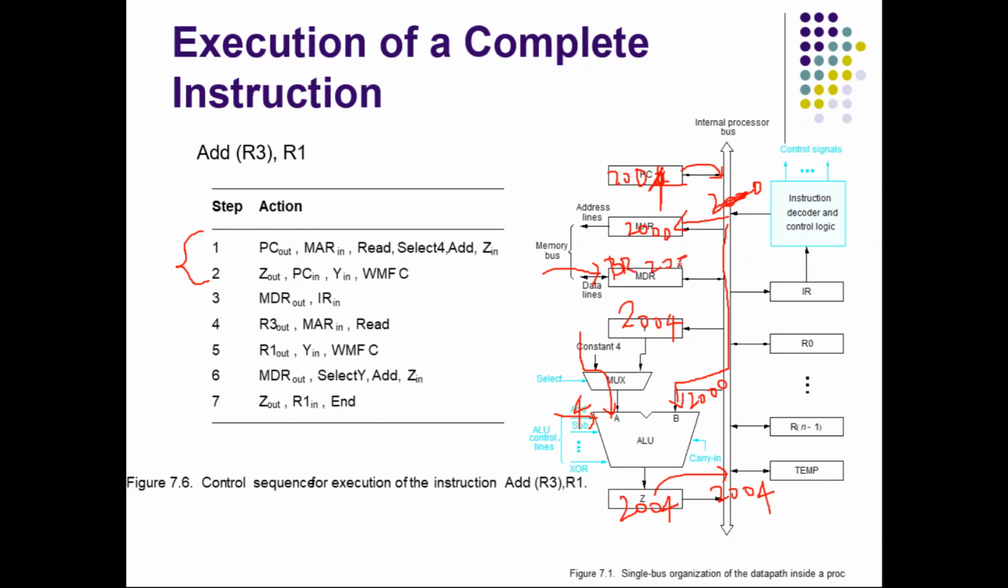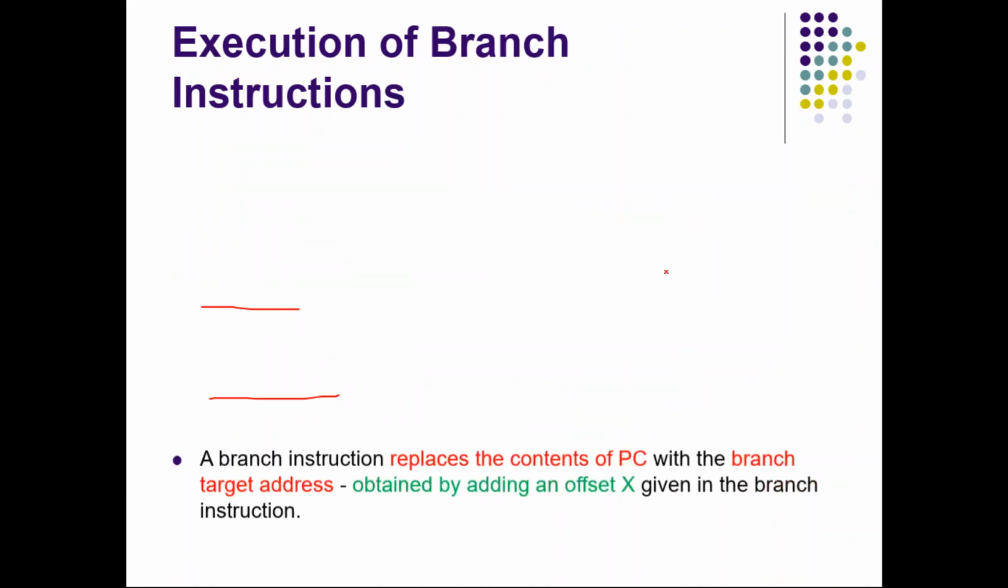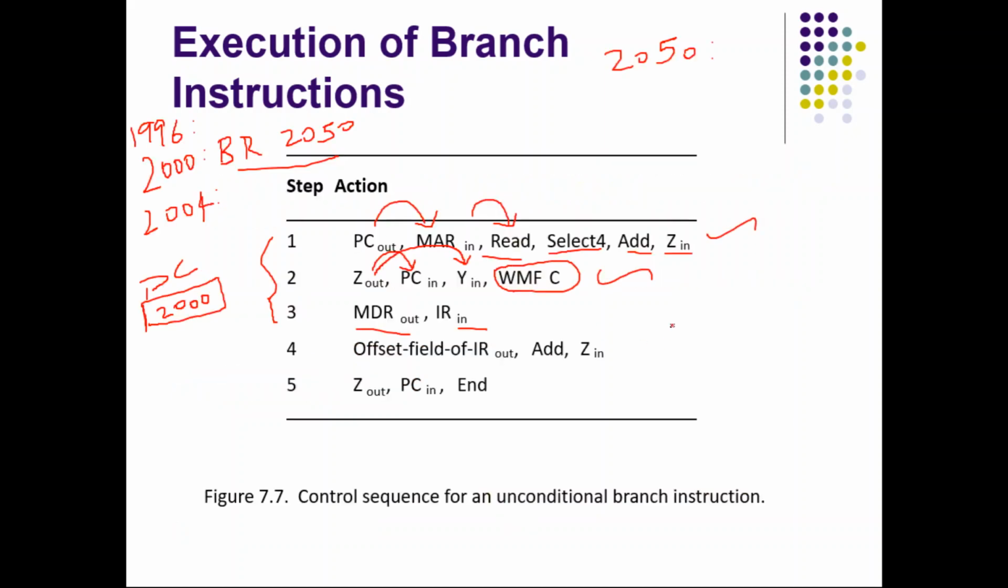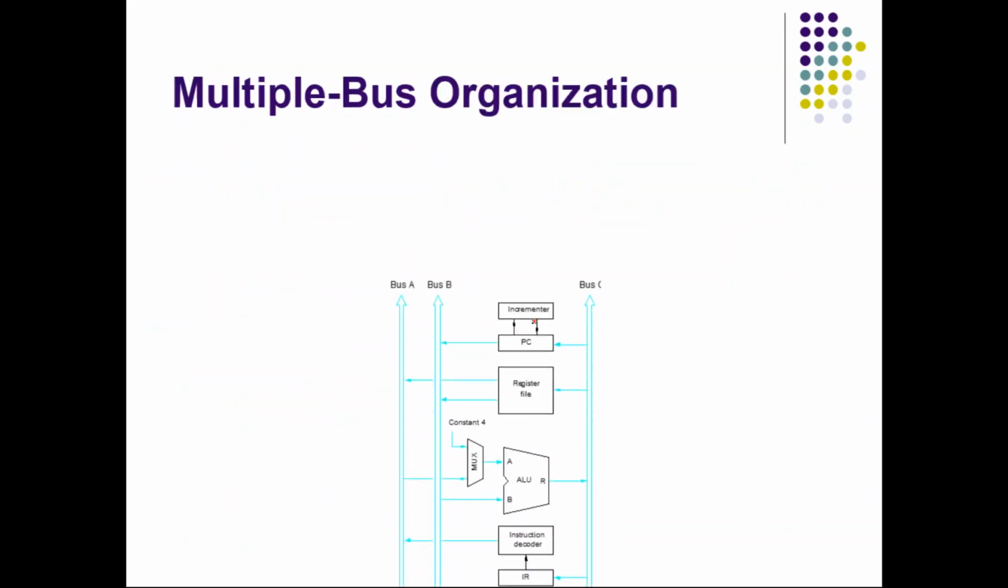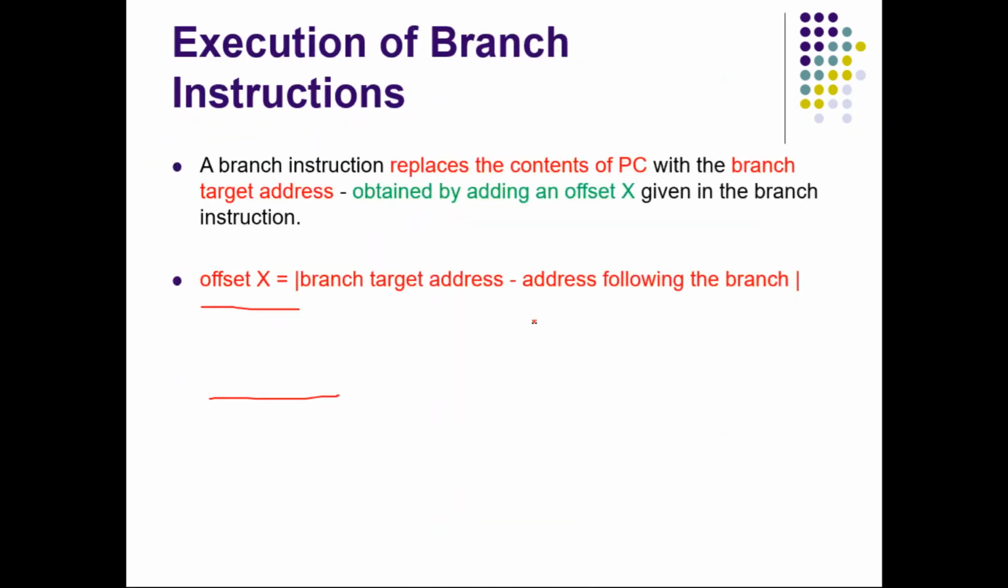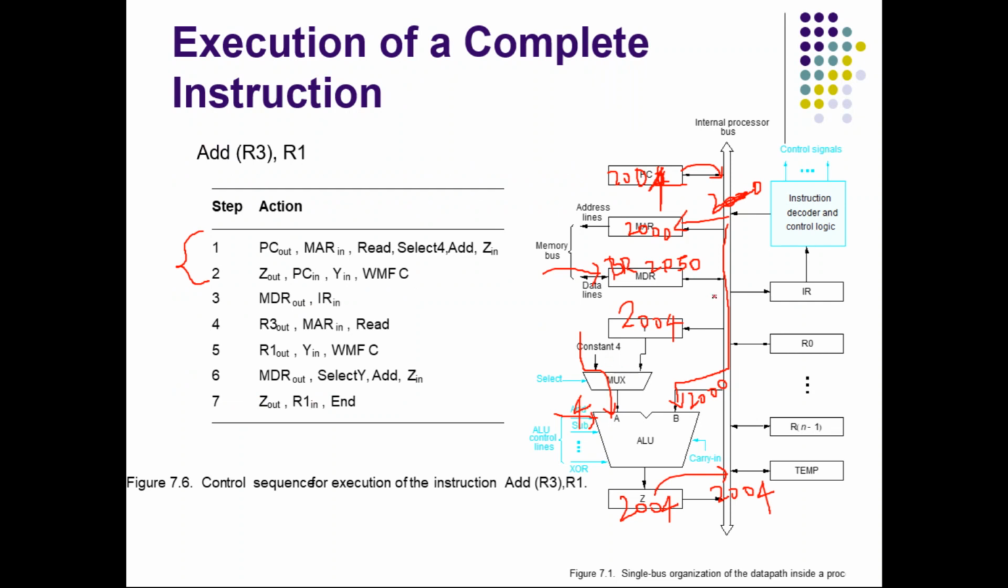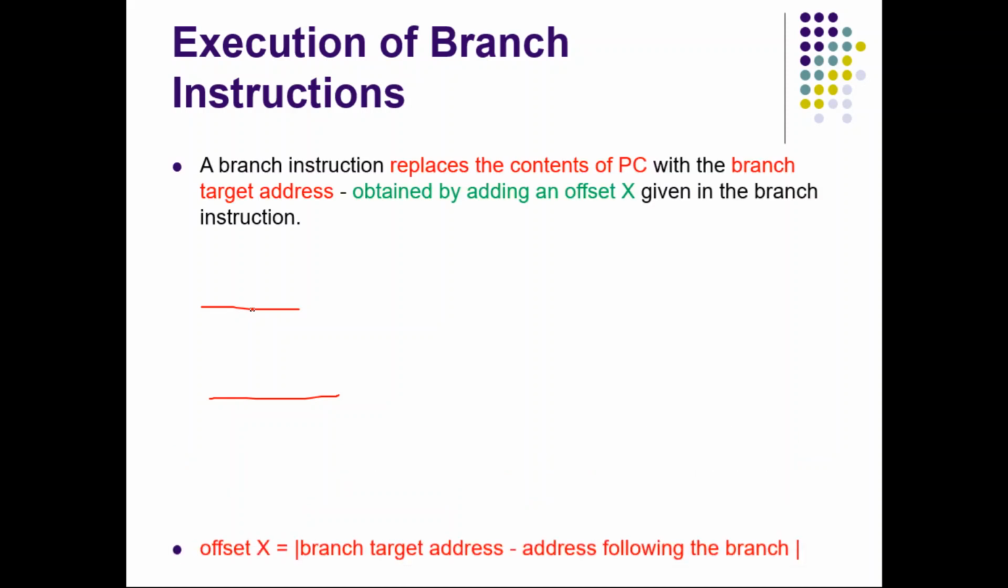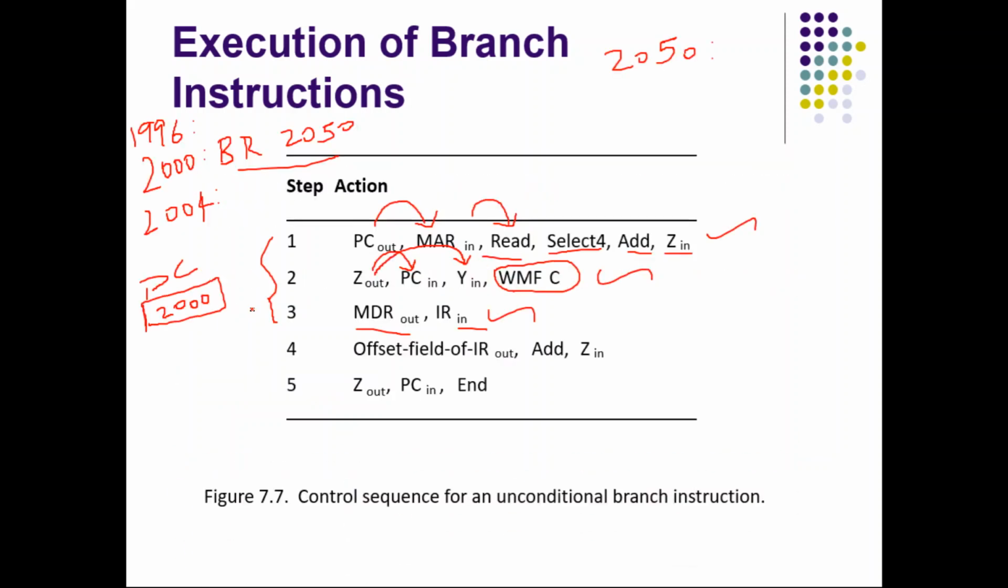So we are saying MDR out and IR in. That's the next instruction, MDR out and IR in, so that will go to IR. So this instruction now goes to the instruction register. See, these first three steps in both the cases are called instruction fetch. Previously also, and in the current branch case we are discussing, these first three are instruction fetch.